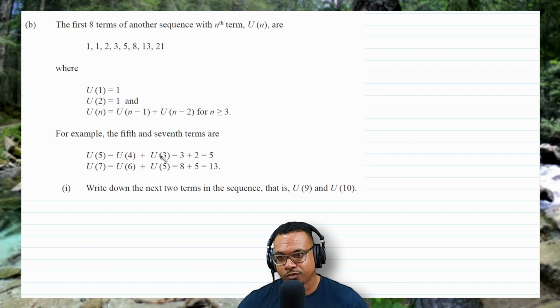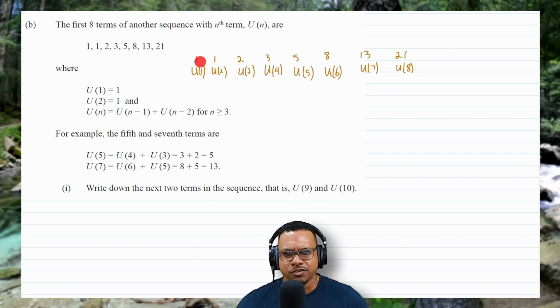And then you come here, where's u4 and u3? So first term, second term, third term, fourth term. So the third term is 2, and the fourth term is 3. That's why for the third term you have 2, and the fourth term you have 3, and that's why it's 3 plus 2 is equal to 5. Same thing when you have u7. Alright, so let's write this out like this so that I can clearly see the terms. So u1, first term, second term is 1, third term is 2, fourth term is 3, fifth term is 5, sixth term is 8, seventh term is 13, eighth term is 21.